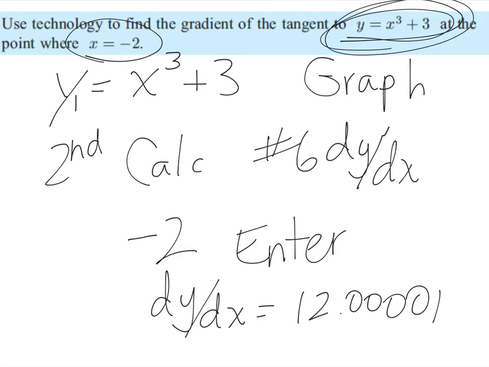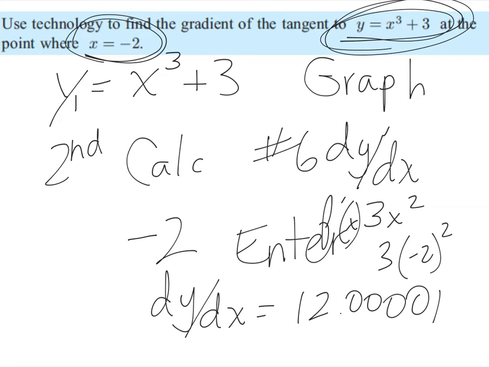And we could do the same thing without the technology. We could find the derivative, which would be 3x squared. And then all we do is type in the negative 2. We put negative 2 into our derivative. This is our derivative function. So 3 times negative 2 squared, negative 2 squared is 4. 3 times 4 will give us this 12.